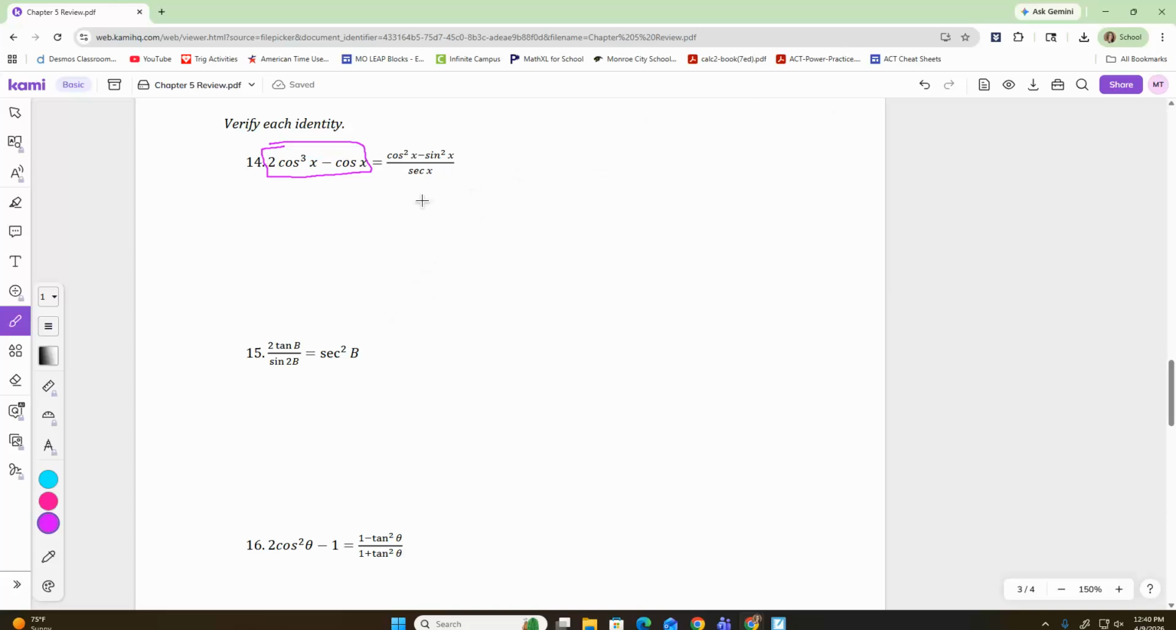Where did you guys start? What are your thoughts? I think that's what you were saying too. Did you guys do anything with the top yet? So this wasn't the only way to do it, but she recognized that cosine squared minus sine squared is a cosine 2x. All right, so we have cosine 2x. If you multiply by the reciprocal, that's times cosine x over 1.